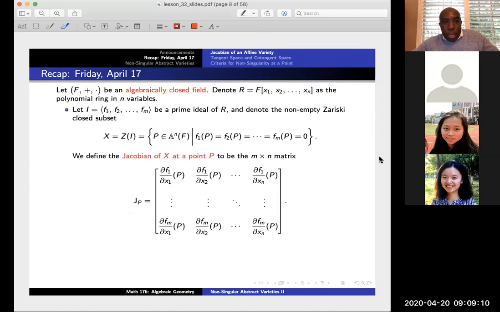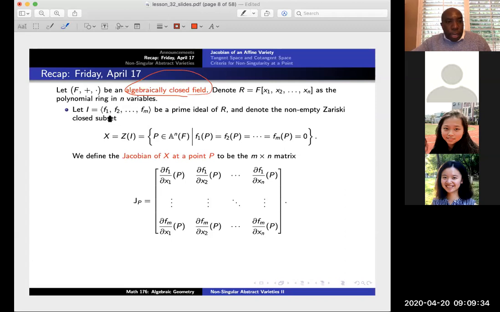Right, so let's do a quick recap of where we were. Last time we were starting to get into this idea of being a non-singular abstract variety. So let's say that we have here an algebraically closed field. So everything I'm going to assume for the day works over a field F that is algebraically closed. And if you don't feel comfortable with that, just think complex numbers, right?